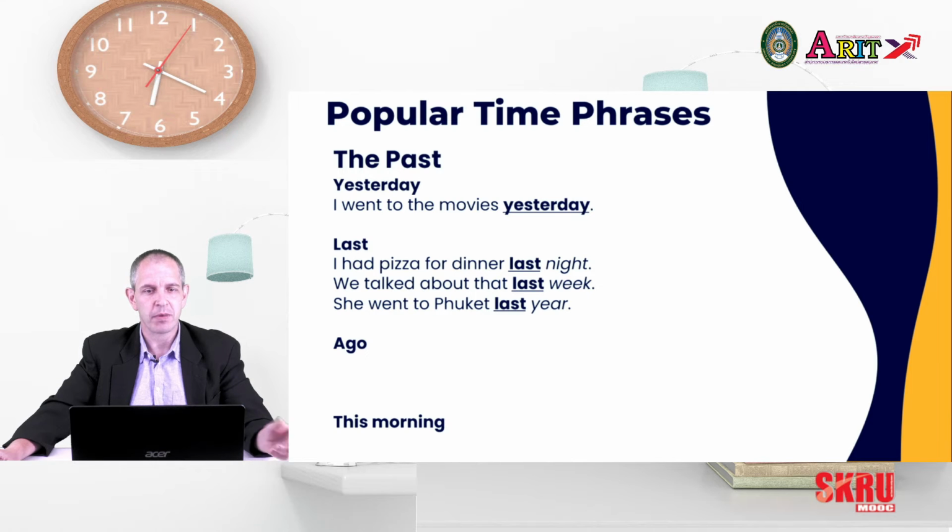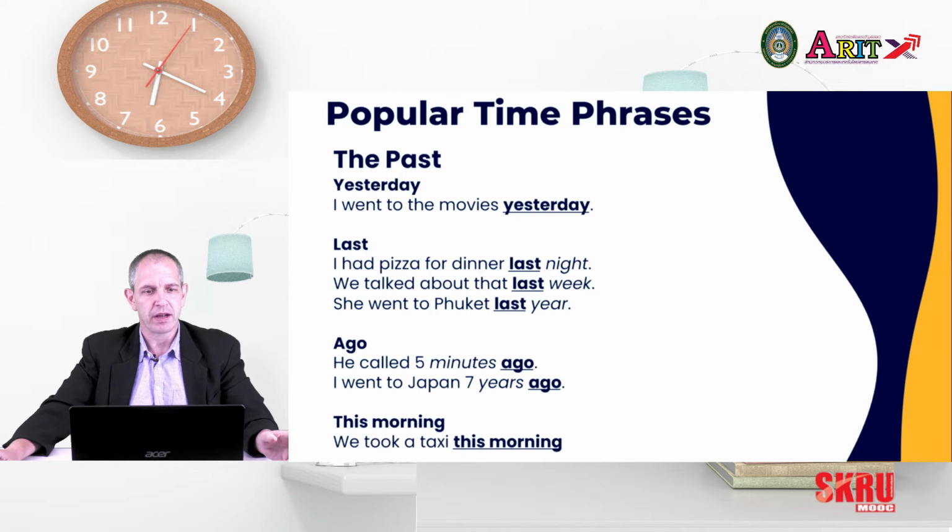So we use a time frame with last. With ago, we use an amount of time. So, he called 5 minutes ago. I went to Japan 7 years ago. We usually use a time period like minutes or years or seconds, the way we calculate time. And then we also have this morning. We often say this morning in past tense, especially for something before we are talking.